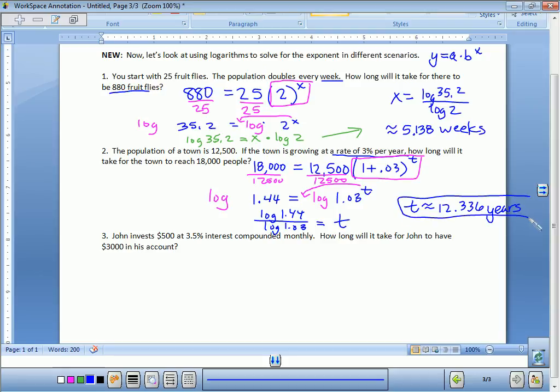Okay, so did you get 12.336? All right, and since the unit was not defined in the question, how long will it take? You need to define the unit in your answer.